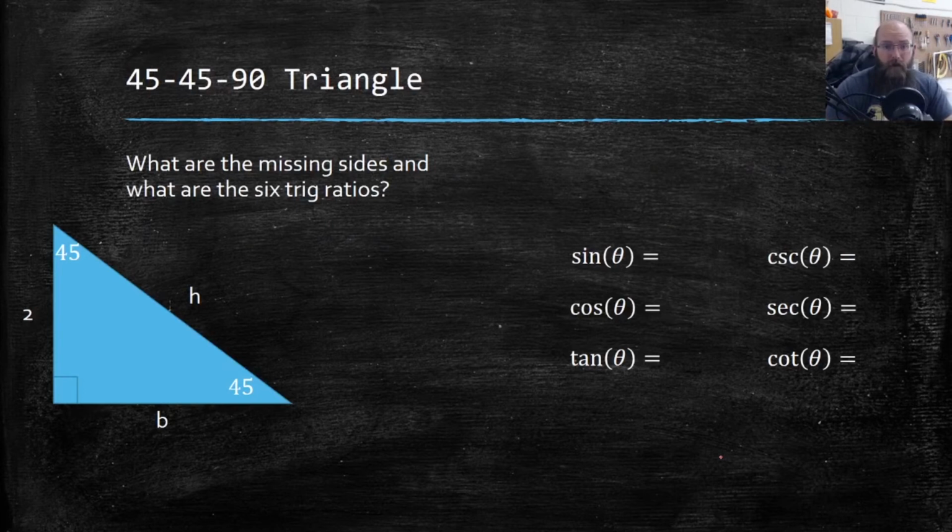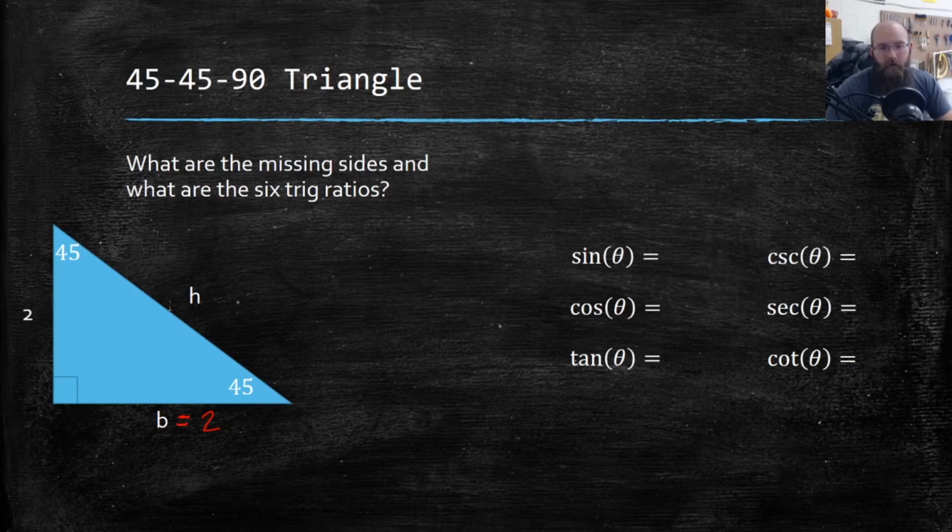Here's my 45, 45, 90. Again, it has a 45, and a 90. But what are my missing sides, and what are the 6 trig ratios? Well, let's think about this logically with a little bit of geometry background. So one side is 2, one leg, not my hypotenuse, but both of these angles are the same. If both of these angles are the same, then both of these sides have to be the same. That's kind of the rule. So this is then 2. Well, then what does this side have to be?